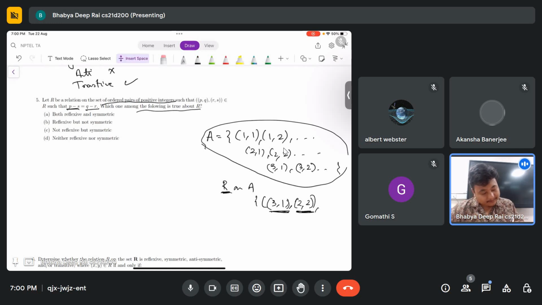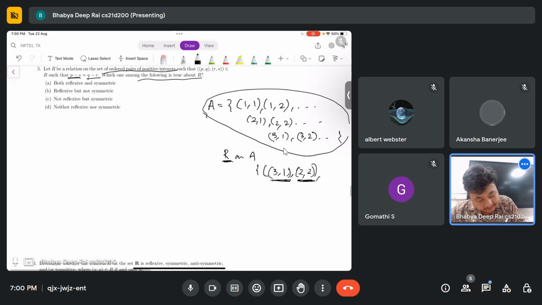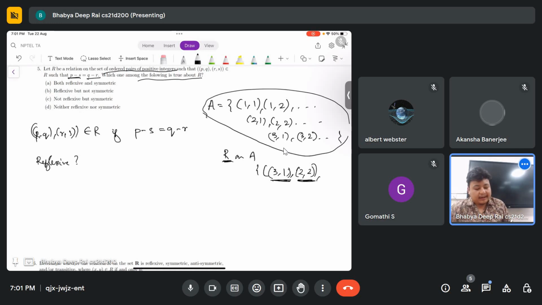So now, what does the question say? Which of the following is true? Now R, some (P comma Q, R comma S), belongs to R if P minus S equals Q minus R. This is what they say. Now, first let us check for reflexivity. If it were reflexive, then (A comma A) should belong to R for all A. This is what we are asking.